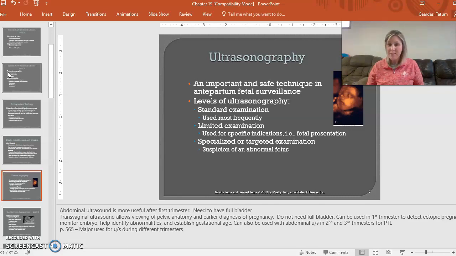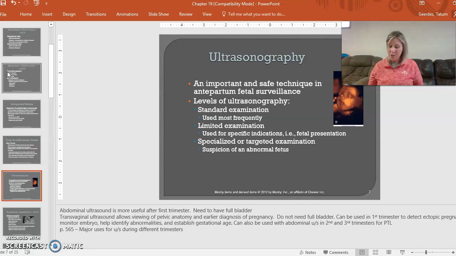So on page 565 in your textbook, this page shows some major uses for ultrasound during the different trimesters. So in the first trimester, it helps confirm pregnancy. We can detect the viability of the fetus and detect if there is a multiple gestation pregnancy. In the second trimester, we use it to establish and confirm due dates. Again, assess viability of the baby. We also assess for polyhydramnios, which is excess amniotic fluid, or oligohydramnios, which is low amniotic fluid. We also can see the growth of the baby.